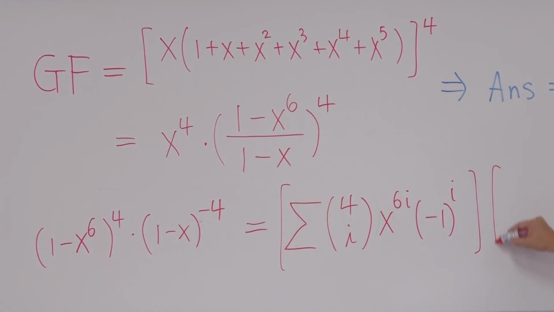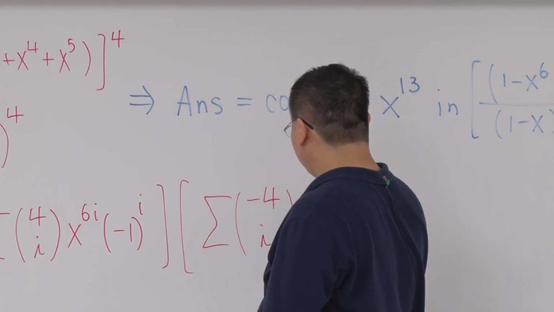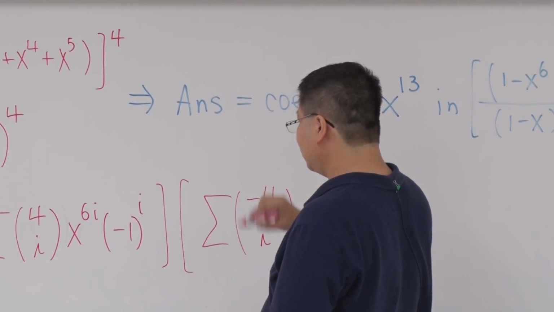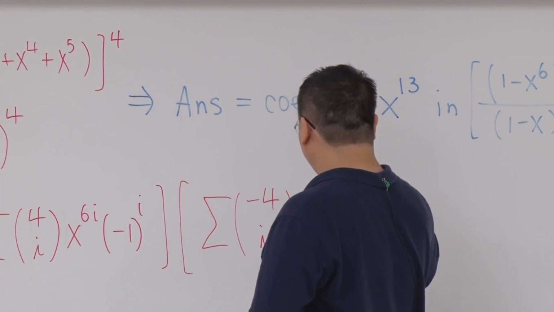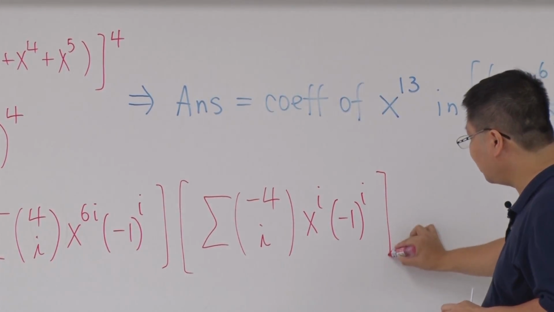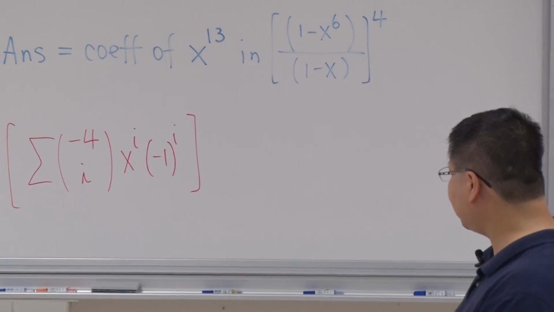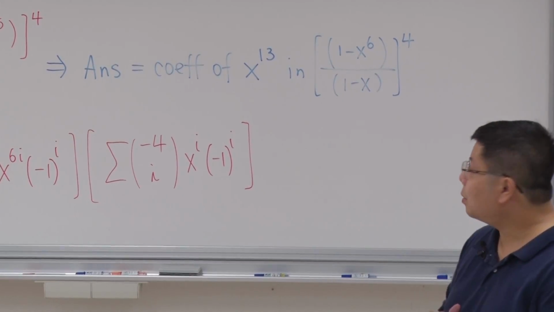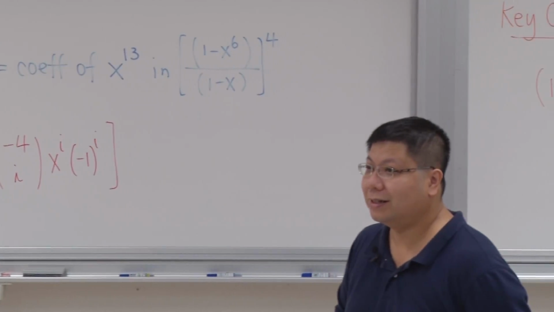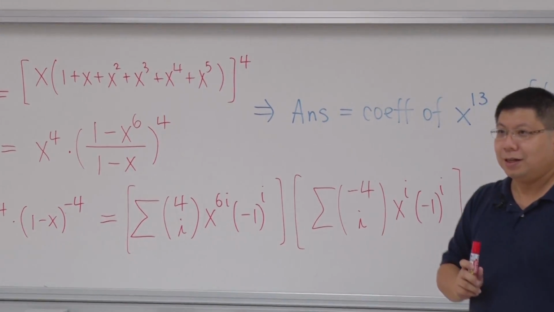And the second part is a summation of, this time we use the new notation, minus 4 choose I, x to the power I, times minus 1 to the power I. Okay? So this is the second part. Is that okay? Good.